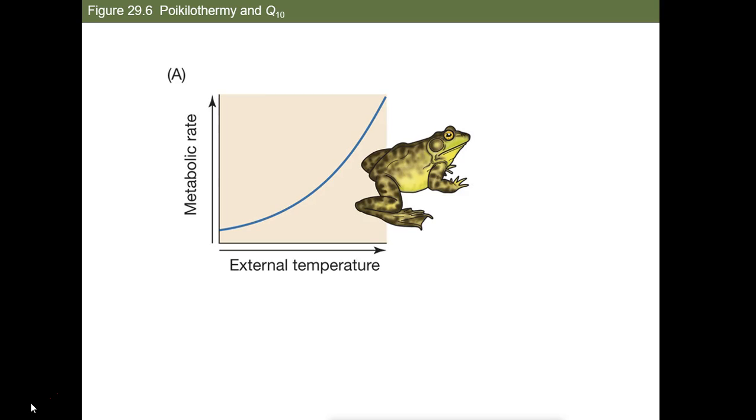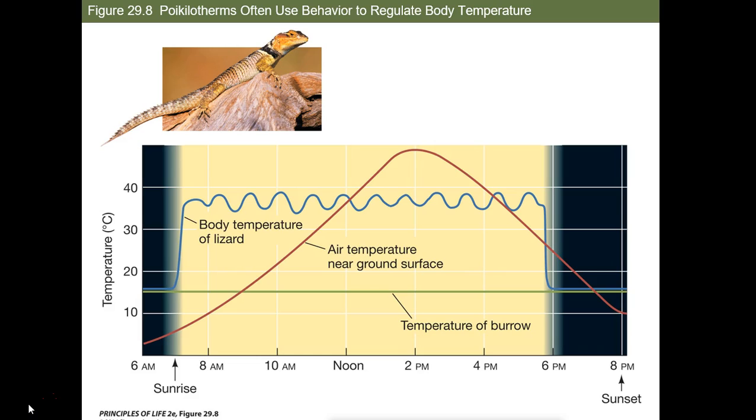Here in figure 29.6, we see that as the external temperature increases, the metabolic rate of this frog rises exponentially, because a frog is a poikilotherm and uses the environment to regulate its internal temperature. Here's an example of a poikilotherm, a lizard, using behavior to change its temperature. By placing itself in the sun and shade, it can maintain a variable but constant internal temperature throughout the day.